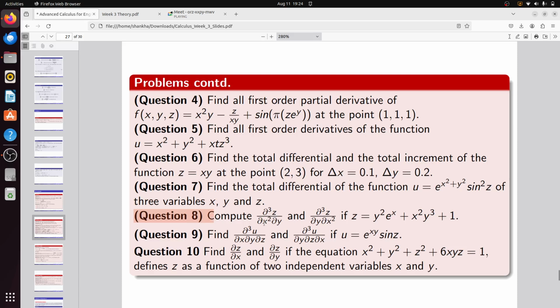Compute del cube z del x square del y and del cube z del y del x square. So here you will first take derivative with respect to y, then twice take derivative with respect to x, and here first you take twice derivative with respect to x, then take derivative with respect to y. And check whether they are coming to be equal or not. So these type of derivatives are called mixed derivatives, right? Mixed partial derivatives.